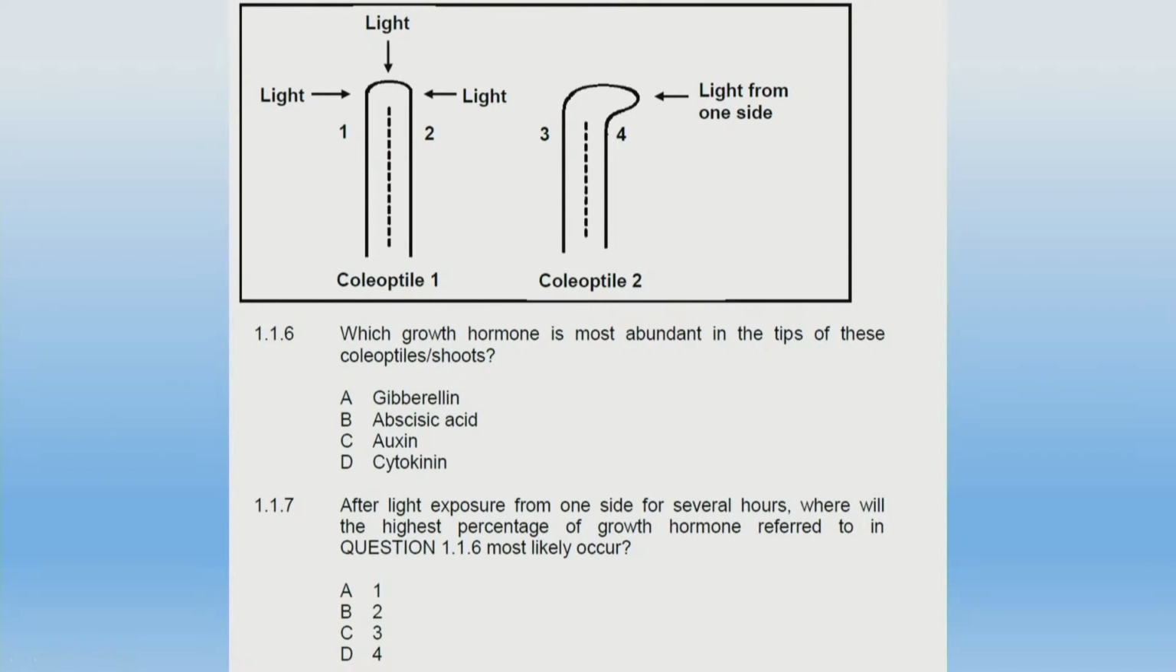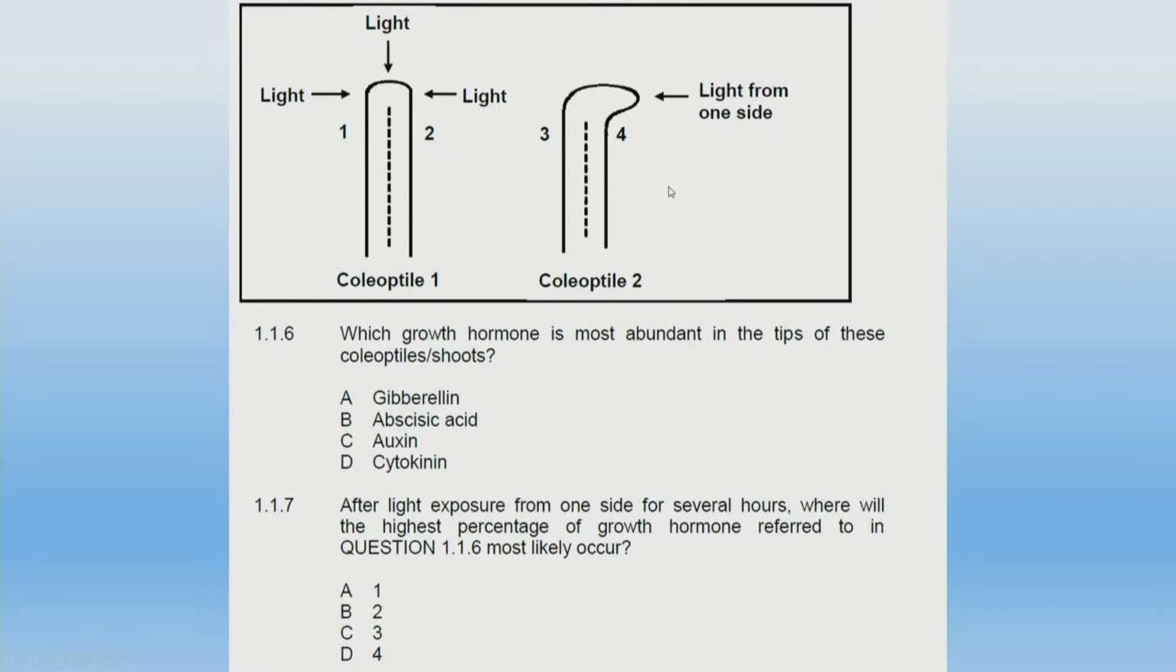All right, and now we have these questions. Let us look at our diagram. We have coleoptile 1 and coleoptile number 2. On this diagram we have the stem, with site number 1 and number 2. This clearly means that this stem is exposed to light in all directions. We have light, light, light.